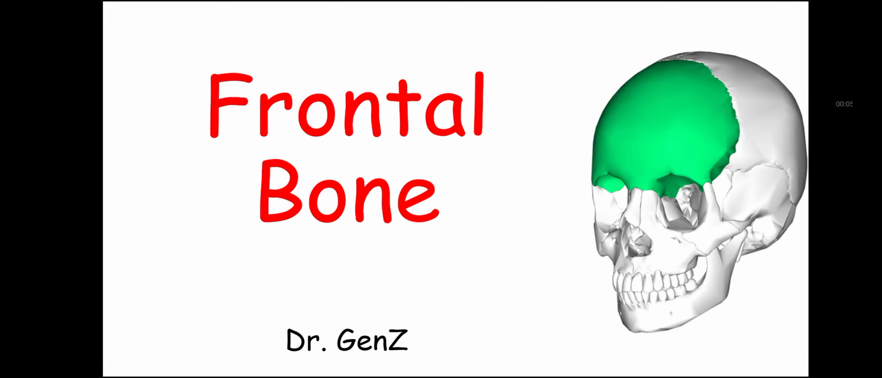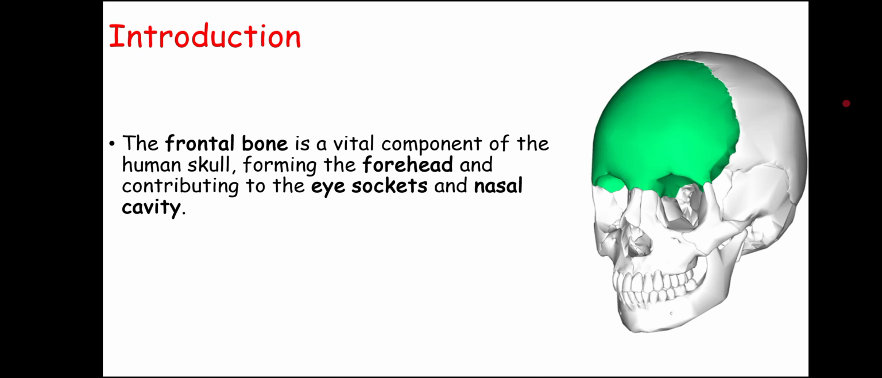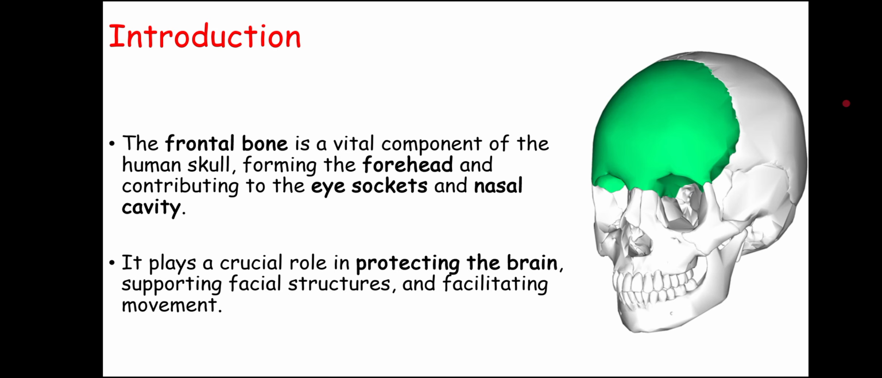Today we are going to talk about frontal bone and we will start our topic with introduction. Here you can see the diagram. The green color area of the skull is frontal bone. Frontal bone is a vital component of the human skull. It forms the forehead and contributes to the eye socket and nasal cavity. It plays a crucial role in protecting the brain, supporting facial structures and facilitating movements.